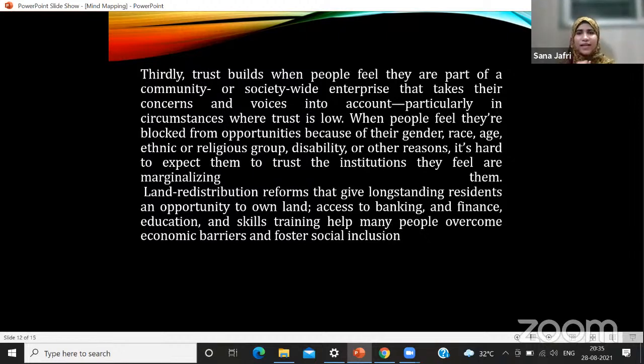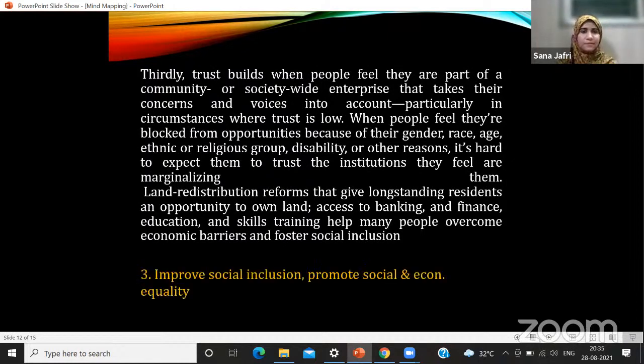So what is the third point? How will we capture it? How can we summarize it best? Here it is, so brief: improve social inclusion, promote social and economic equality. Couldn't the first part be called social inclusion? People should feel they are part of the society. They should feel that they belong to the society, they are included, yes or no? Promote social and economic equality.